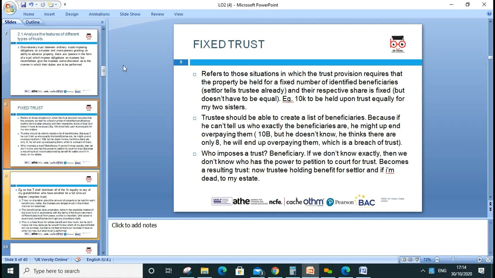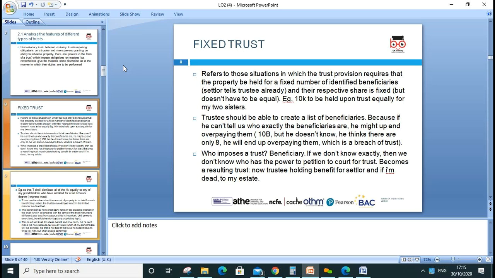So next we're looking at the fixed trust. What is meant by fixed trust? It refers to those situations in which the trust provisions require that the property be held for a fixed number of identified beneficiaries, like those members can get the benefit out of it, no outsider. Clearly the name. Settlors tell the trustees already, and their respective shares are fixed, but do not have to be equal. Like 10K to be held upon the trust equally for my two sisters.